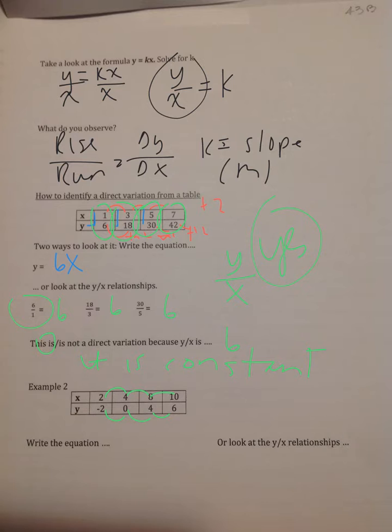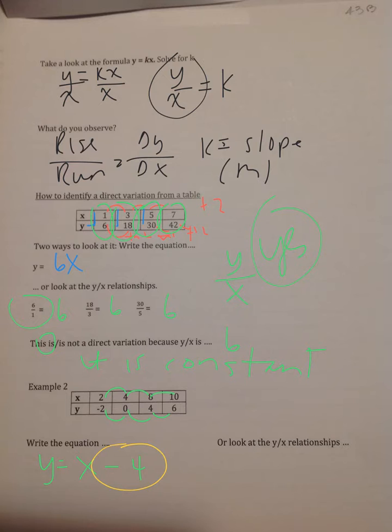So let's see, the equation here we have is y equals x minus 4. Yeah, 10 minus 6 is 4. 8 minus 4 is 4. 4 minus 4 is 0. It's not a constant because we have that minus 4 there. It's not a direct variation.